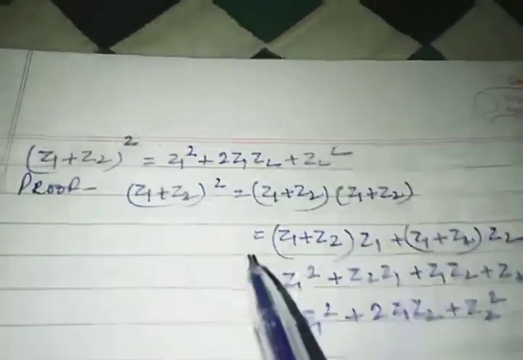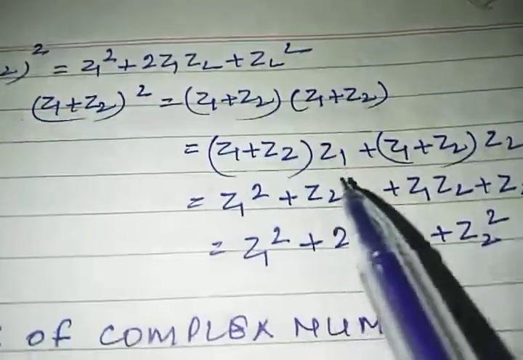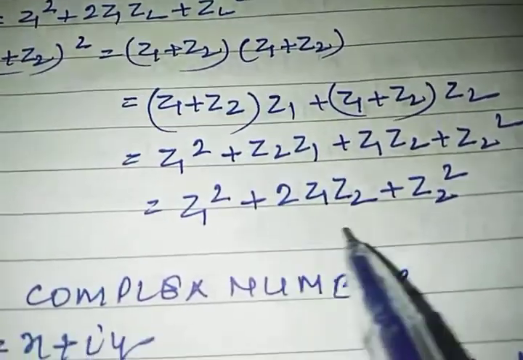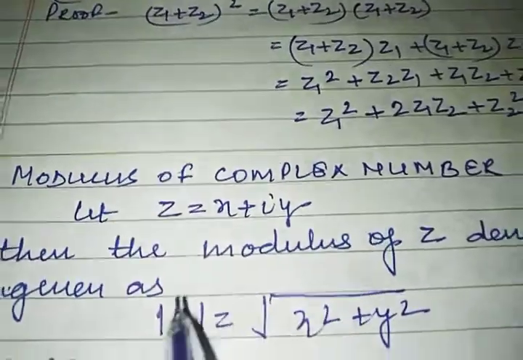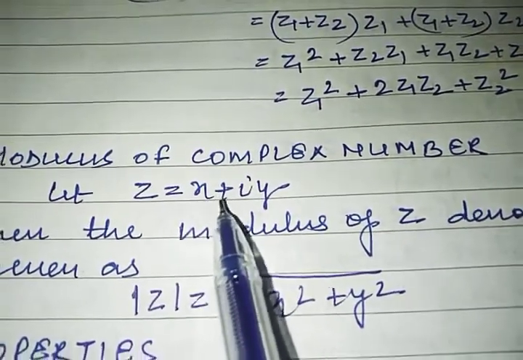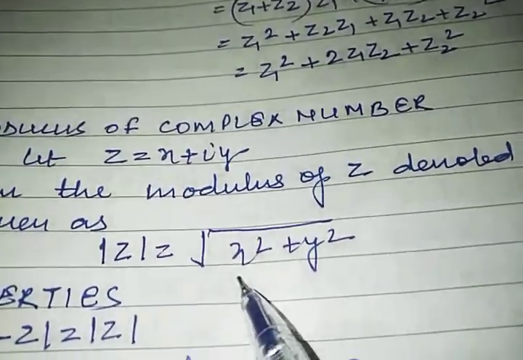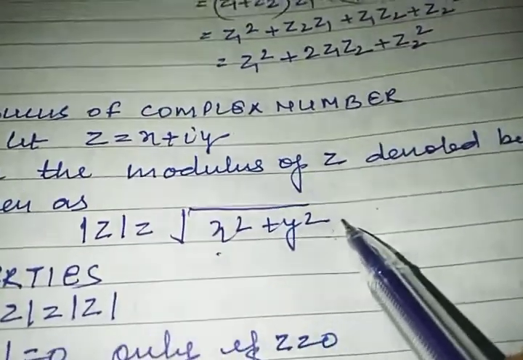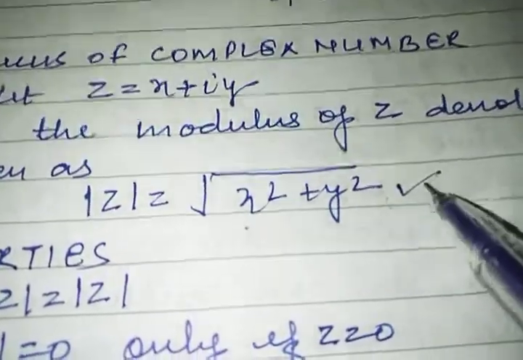Now see, one I have proved here, (z1 + z2)² is equal to (z1 + z2)(z1 + z2). Like this I have done, okay. Then see modulus of complex number. Let z is equal to x + iy, then modulus of complex number is denoted by mod z and given by this only. Later I will explain this when we go to the complex plane, Argand plane, then I explain it graphically.